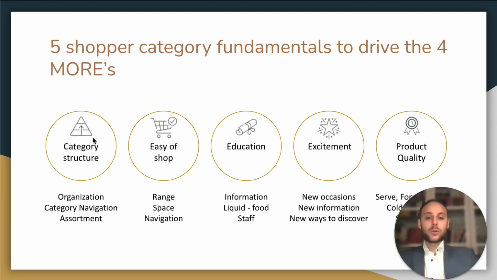The first one is called category structure. This one is really about the organization, category navigation, and assortment of the category that you are working within. So the objective of the category structure is really the trial and trade up. What we mean by this is, if you have a great structure of the category that you are within, there might be a lot of shoppers that notice the category, and then they might even try your product for the first time. It could also be that they're trading up and paying more because it looks very nice, and it is something that entices shoppers to try something new within the category because it's easier.